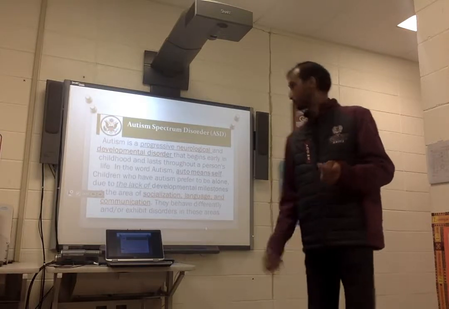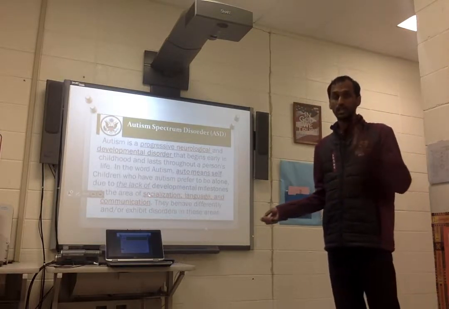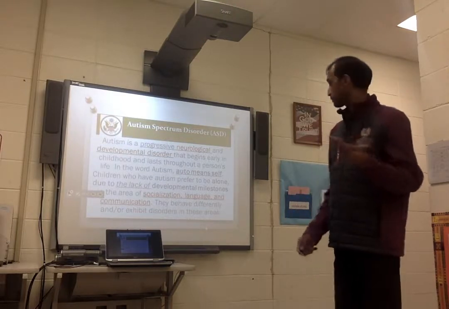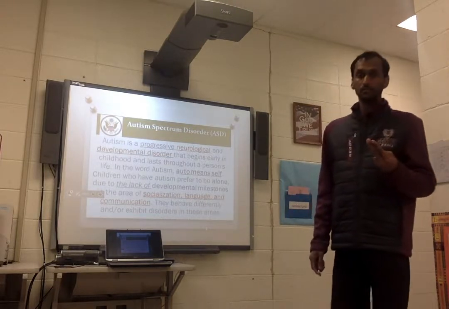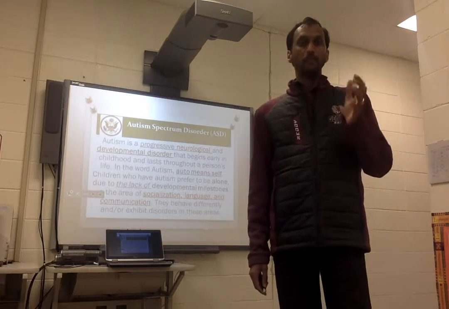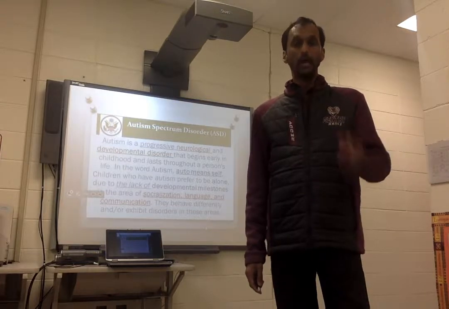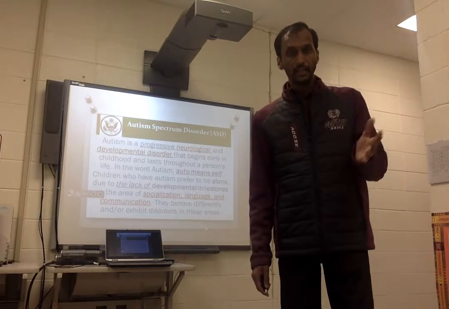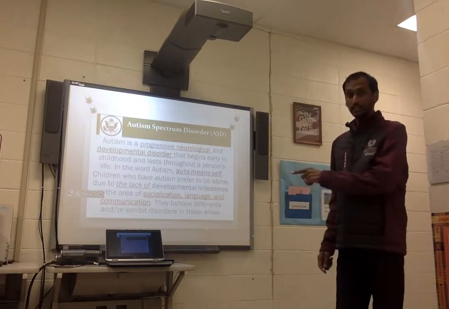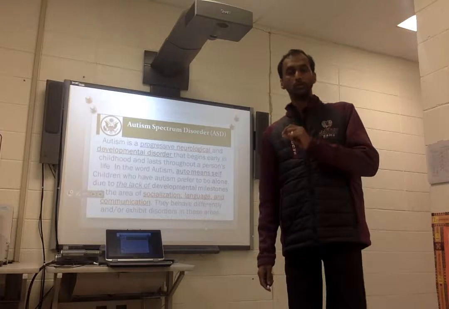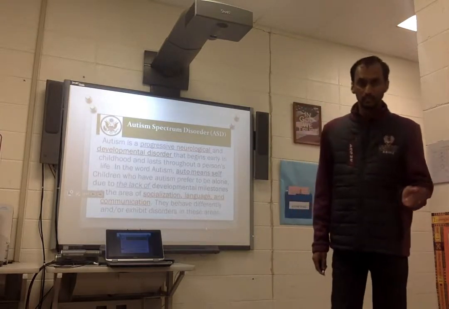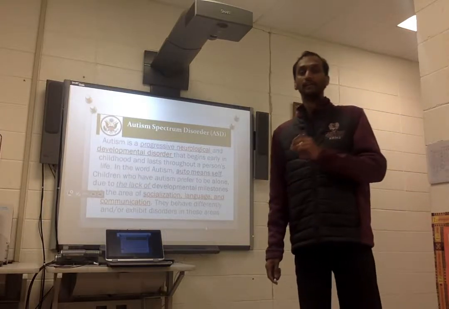What are those three problems? The first one is socialization. They have trouble with socialization. Number two, there are language problems and communication problems. Why? Because the parts of the brain are not developed as they are supposed to be along with their age, so they exhibit problems in these areas. Because of these problems, they are unable to join other kids who are at their age.